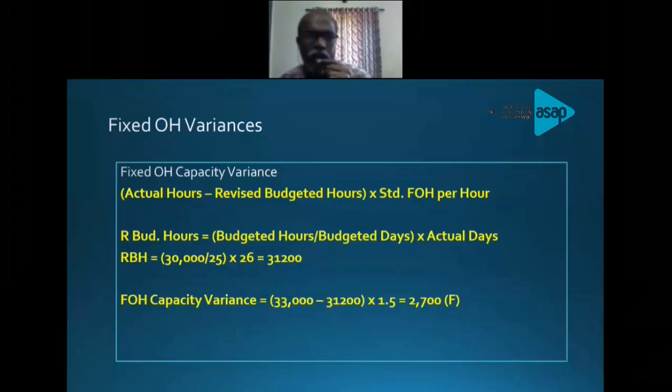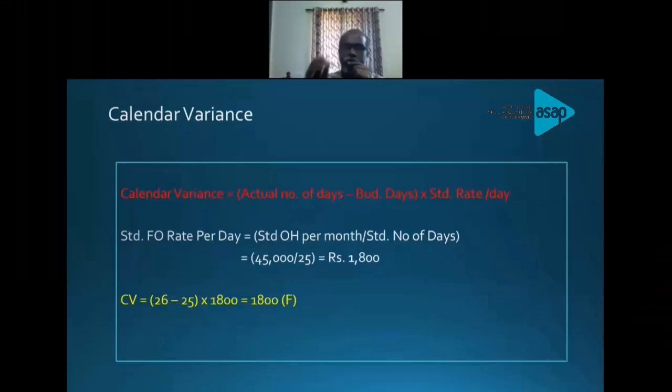We have only one more thing, that is calendar variance. Calendar variance is calculated by applying the actual number of working days minus budgeted days in the standard rate per day. We have the actual number of working days as 26, budgeted number of working days as 25. Both these are readily available in the question, but the standard rate per day must be computed.